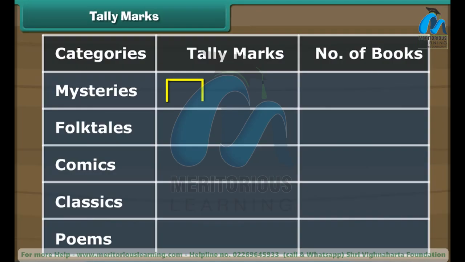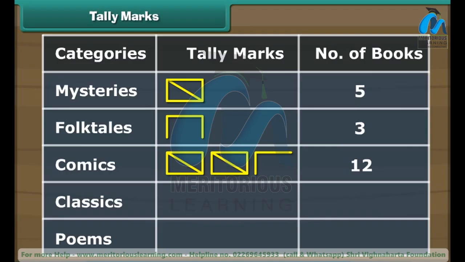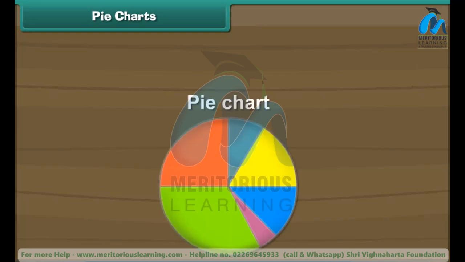Draw a vertical line for the third book in the category. Draw a horizontal line for the 4th book in the category and complete the rectangle. Represent the 5th mystery book with a line drawn between 2 opposite ends of the rectangle. We repeat the exercise for other categories of books. The end result is a tally marks table.